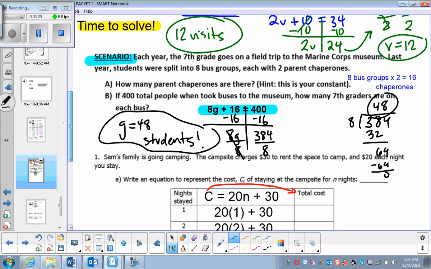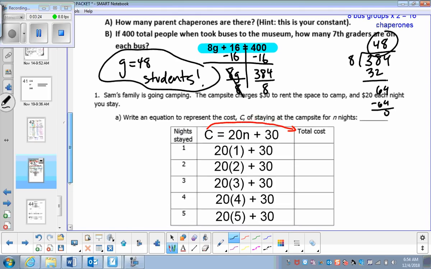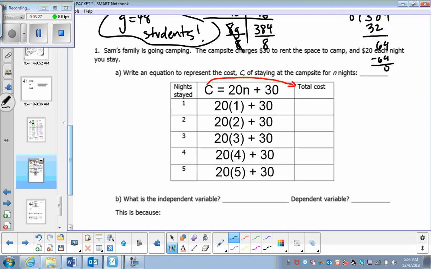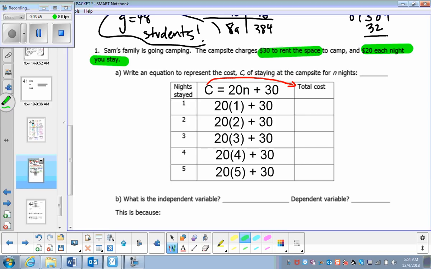All right, now let's take a look at the scenario where Sam's family is going camping. There's a pretty good chance that you might not have known how to fill out this table of values. That's okay. Let me actually erase some of this stuff from up here. If the campsite charges $30 to rent the space and then $20 each night you stay, we've got to decide which one of those is going to be the constant and which one of those is going to be the coefficient. Since you get charged $20 for each night that you stay, the $20 per night, the 20 becomes our coefficient. What that means is that the $30 just to rent this space, that's going to be the one-time fee.